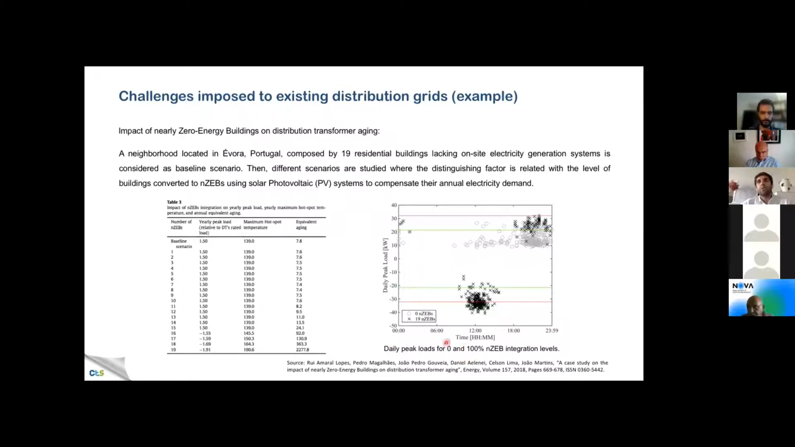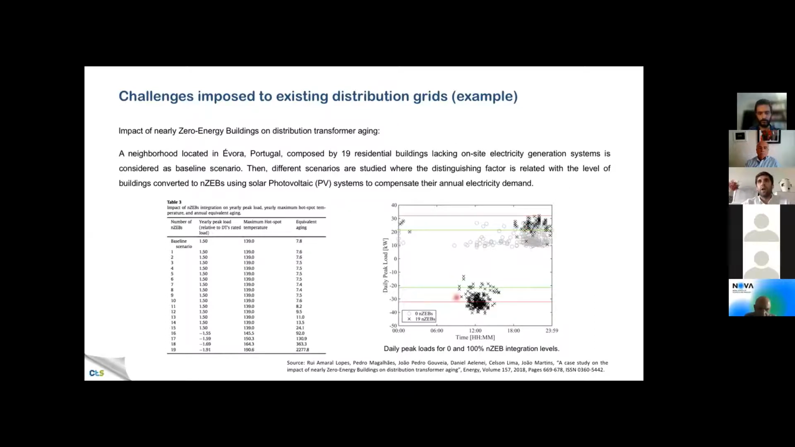In terms of daily peak loads, I can present you here a plot where you can see the peak loads in 2 different scenarios, with zero energy buildings, which are the gray marks, and the other extreme scenario, where all buildings are converted to nearly zero energy buildings, the black marks. You can see that for the original scenario, peak loads are registered mainly during evening, as I referred previously, and that when we have the 19 buildings converted to nearly zero energy building, most of the peak loads occur during noon, and that these peak loads are higher, in absolute value, sorry, than the ones registered during evening.